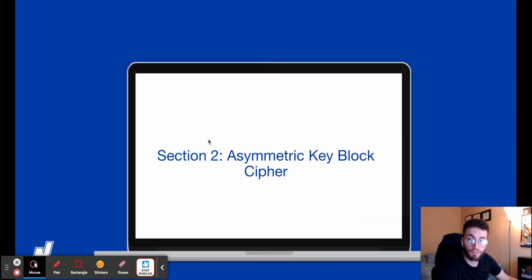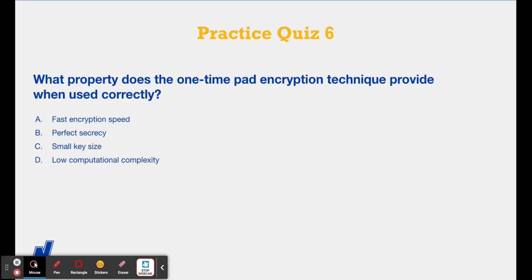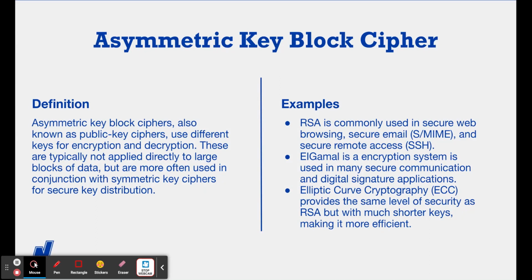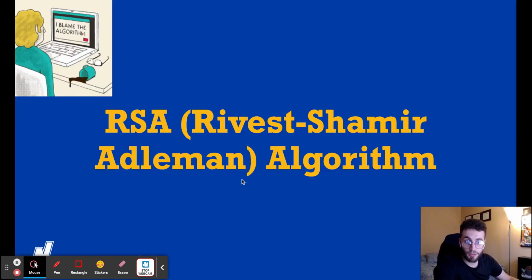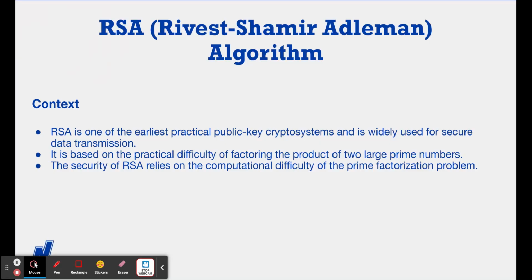Perfect. So in this section, we're actually going to be talking about asymmetric key block ciphers. Asymmetric key ciphers, or public key cryptography, represent a significant advancement in cryptography. Unlike symmetric key ciphers, which use the same key for both encryption and decryption, asymmetric key ciphers use two different keys, one public and one private. Next, we're going to be talking about the RSA algorithm and its use. One of the most well-known and widely used public key cryptosystems is the RSA algorithm.